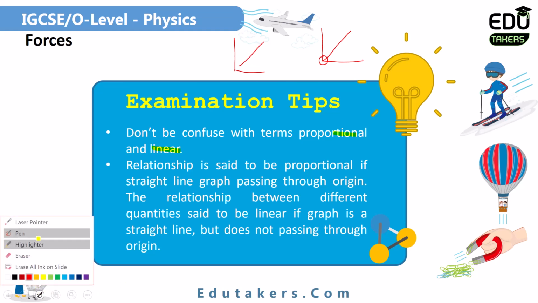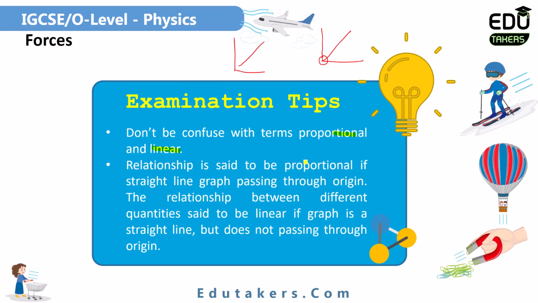So let's see here. The relationship is said to be proportional if the graph is a straight line passing through the origin. If there is a straight line graph between these two quantities and it passes through the origin. The relationship between different quantities is said to be linear if the graph is a straight line but does not pass through the origin. The graph is also a straight line, but in this case it does not pass through the origin, as you can see here.